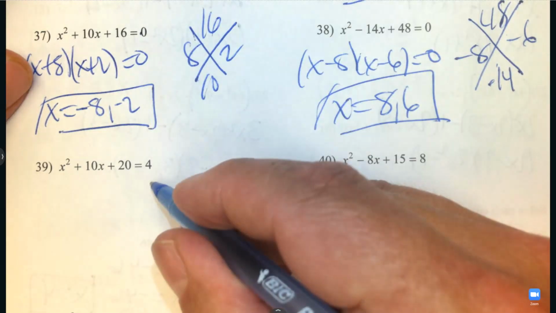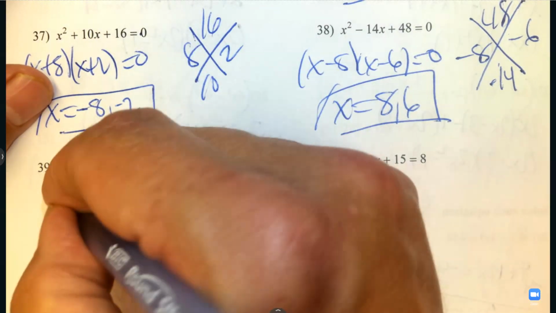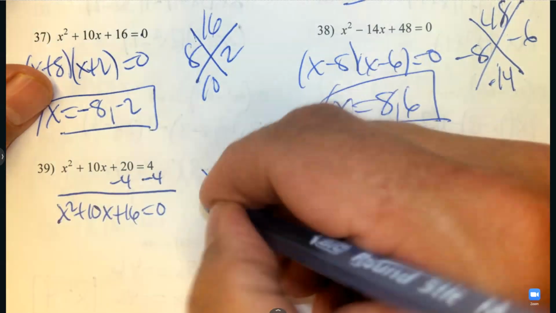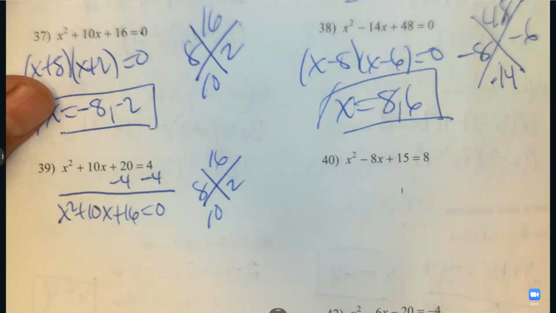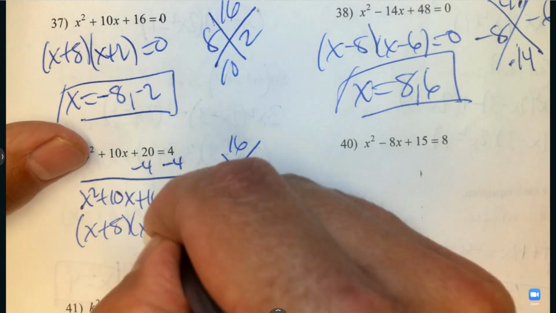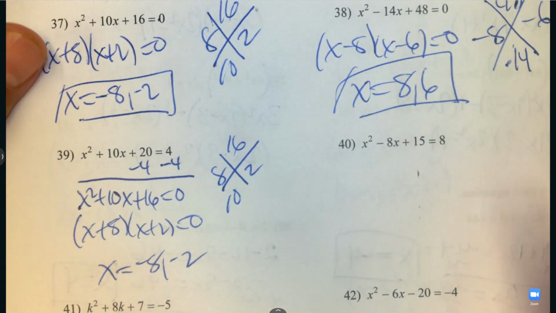Number 39, it's not equal to 0. So step 1 is to subtract 4. Then you can factor it. So the two numbers that multiply to 16 and add to 10, so that's positive 8, positive 2. The solutions are the opposite numbers to that make it 0.